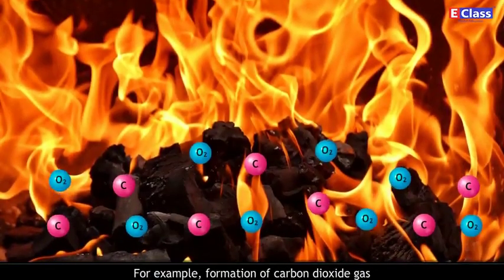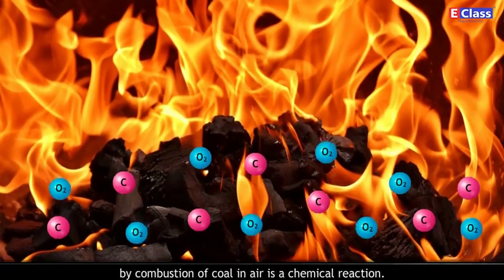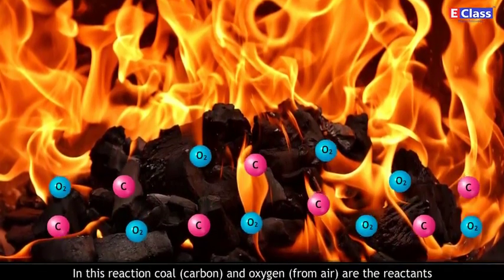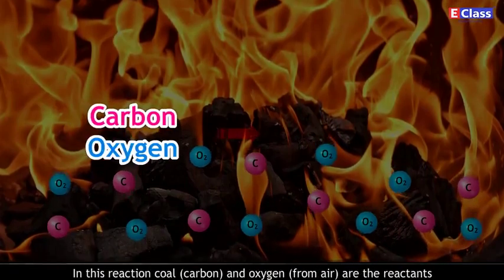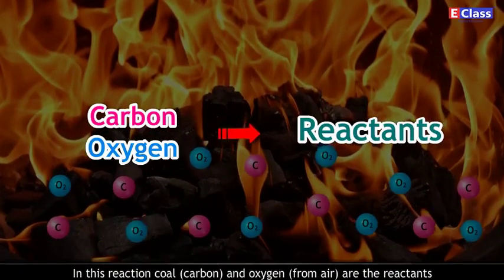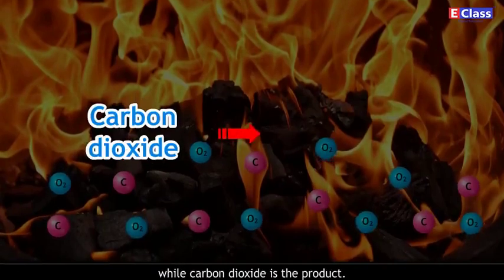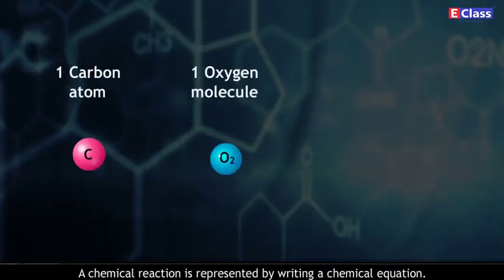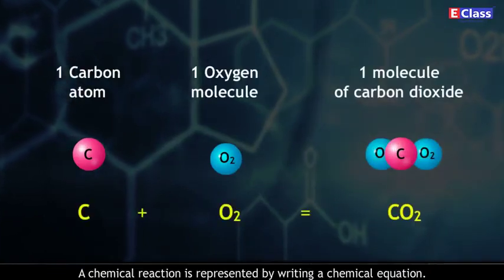For example, formation of carbon dioxide gas by combustion of coal in air is a chemical reaction. In this reaction, coal, that is carbon, and oxygen from air are the reactants, while carbon dioxide is the product. A chemical reaction is represented by writing a chemical equation.